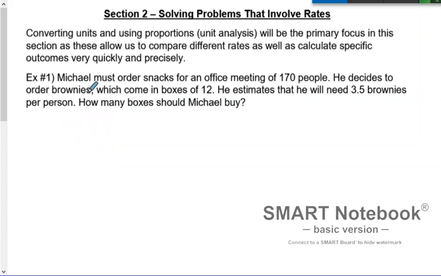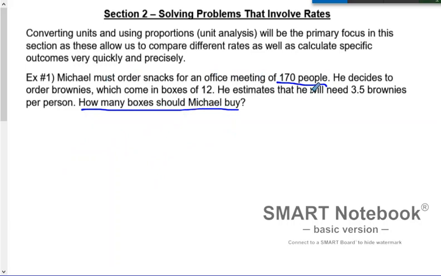Okay, so example 1, Michael must order snacks for an office meeting of 170 people. He decides to order brownies from the boxes of 12. He estimates that he will need 3.5 brownies per person. How many boxes should Michael buy? So this is what we want to end up with. We want to be able to tell Michael, okay, you need this many boxes.